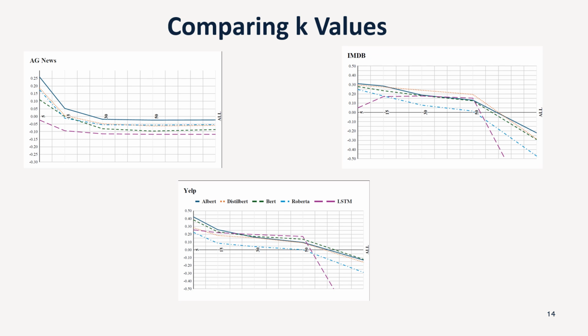Here is a graphical comparison between all the k values of different datasets, as you can see for AG News, IMDb, and Yelp.